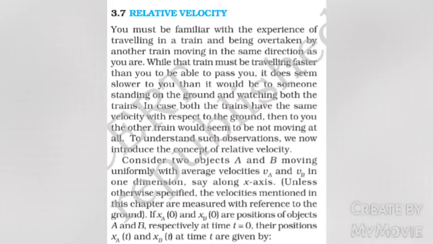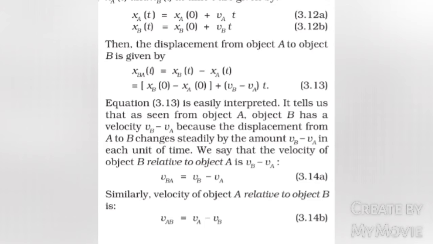Consider two objects A and B moving uniformly with average velocities VA and VB in one dimension, say along x-axis. Unless otherwise specified, the velocities mentioned in this chapter are measured with reference to the ground. If xA(0) and xB(0) are positions of objects A and B respectively at time t equals 0, their positions xA(t) and xB(t) at time t are given by xA(t) equals xA(0) plus VA into t, xB(t) equals xB(0) plus VB into t.